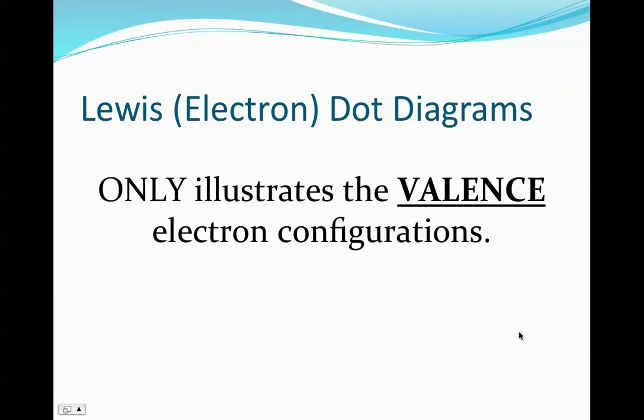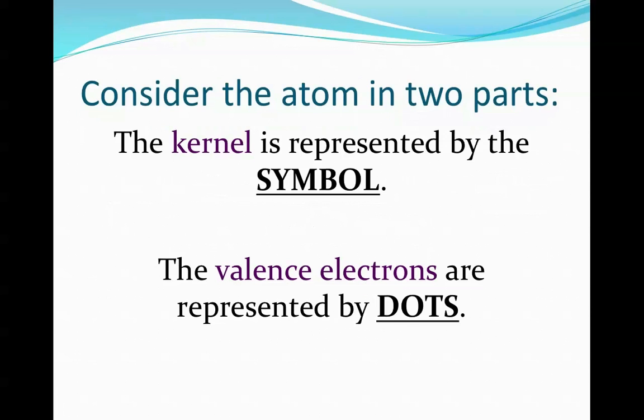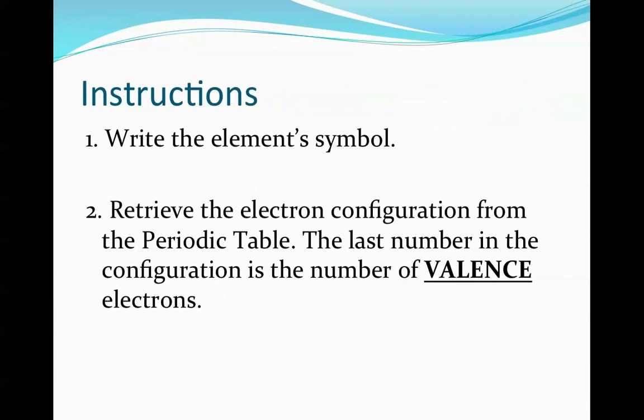Lewis dot diagrams we're going to be drawing this year to illustrate and represent various atoms and ions. The dots only illustrate the valence electron configuration, so the outermost shell. So we've already talked about the kernel and the valence electrons. Our Lewis dot diagrams are going to represent the kernel using the symbol of the element, and the valence electrons are going to be represented by dots or X's. So how we're going to go about doing this is you're going to look up or write down the element symbol. You're going to look up the electron configuration and only focus on the last number in that configuration, which is the number of valence electrons.